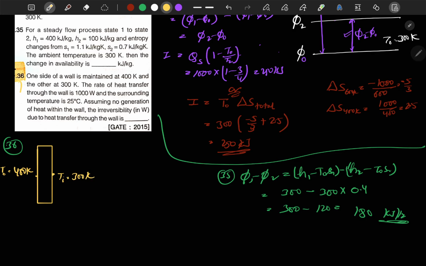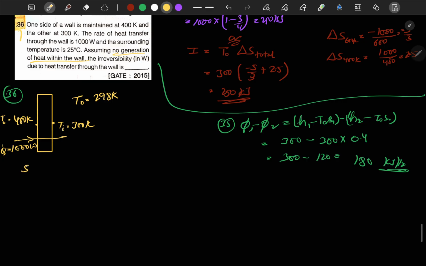The rate of heat transfer through the wall is 1000 watt, so Q dot is equal to 1000 watt. Assuming the surrounding T naught is equal to 25 degrees Celsius, which is 298 Kelvin, and assuming no heat generation in the wall, find the irreversibility due to heat transfer through the wall. If we write the entropy equation, we can write h dot 1 plus h dot generation is equal to h dot e.